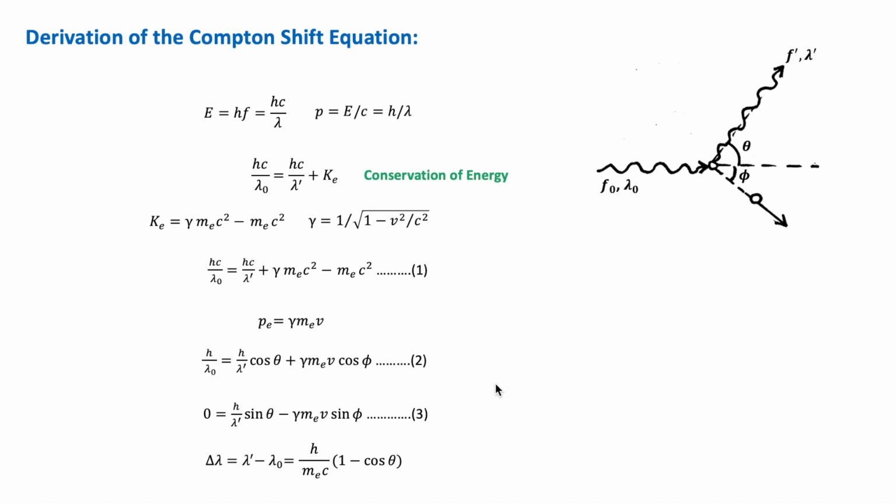So if we eliminate v and phi from equation 1 and 3, then we solve and we get an expression of lambda dash, lambda naught, and theta, which is the Compton shift equation, okay?